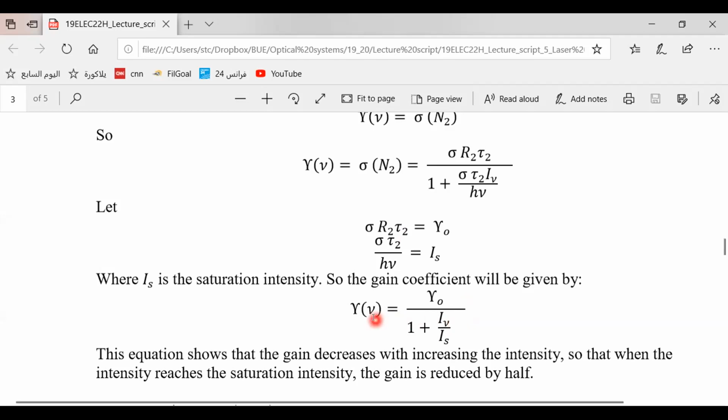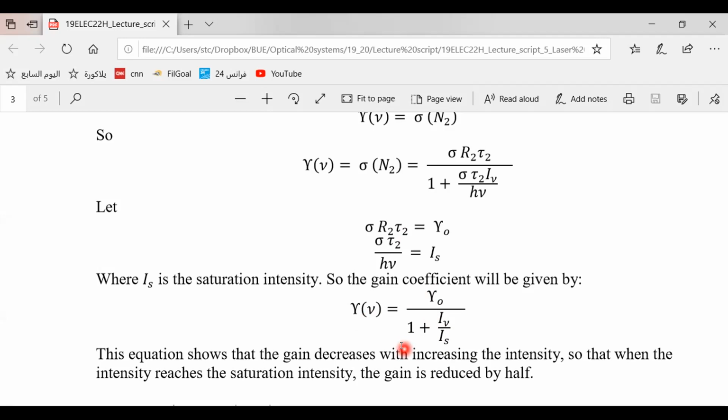Then you will have gamma equals 1 plus IS over IS, which is 1. So gamma now is equal to gamma node over 2. So when the intensity increases, the gain coefficient decreases. Okay, when I of mu equals 2IS, then now you will find that gamma equals gamma node over 3. Then the gain increases again. So the gain coefficient increases.